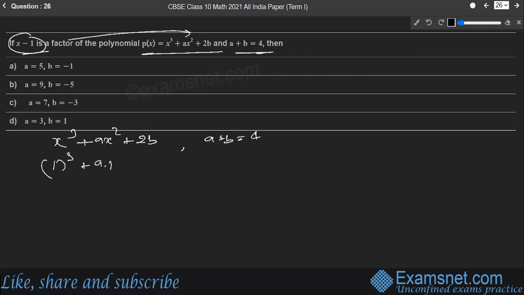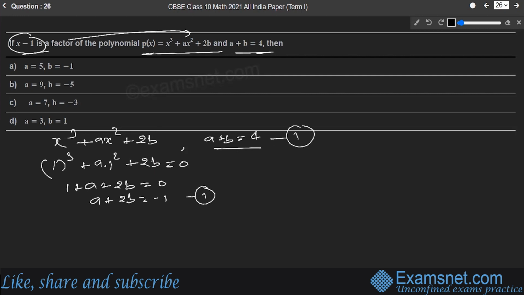So it's a into 1 square plus twice b, and this should be equal to 0. If you solve this further, 1 plus a plus 2b equal to 0, which gives us a plus 2b is equal to minus 1. So let us take this as the first equation. And the other equation that we have is a plus b equal to 4. So let us write that as the second equation.